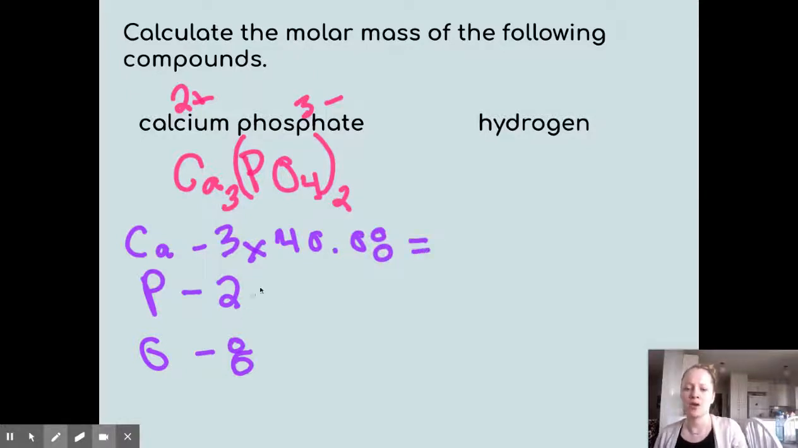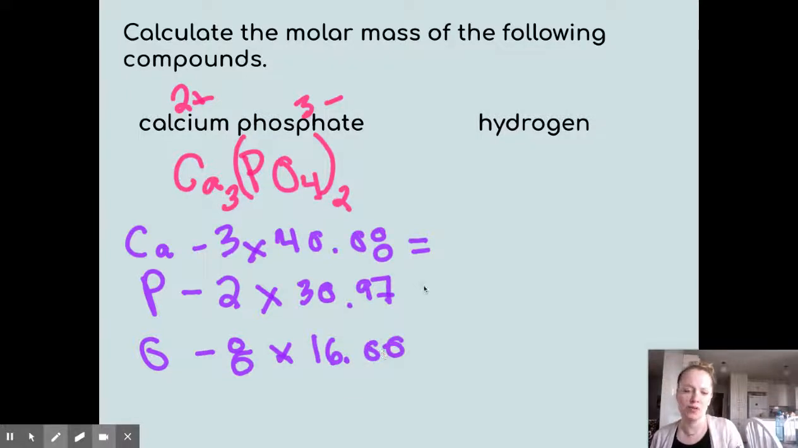And phosphorus is 30.97. And oxygen is one that you become very familiar with, which is 16. So use this, don't do it in your head. Okay, so 3 times 40.08 equals 120.24.